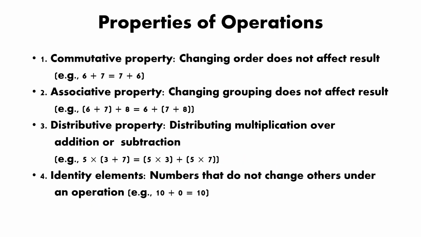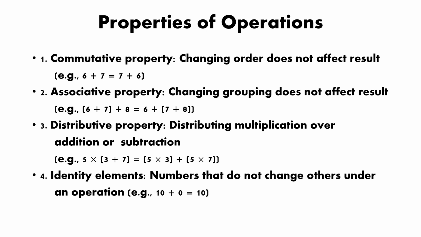Now, some of the operations I just discussed have some properties. For example, addition has a commutative property. You can change the order and it doesn't affect the result. Multiplication also has this property. Associative property is changing grouping does not affect the result. So for example, 6 plus 7 plus 8 would still be equal to 6 plus 7 plus 8.